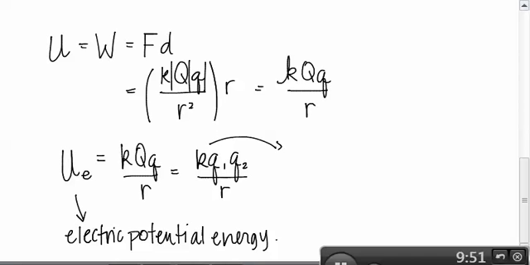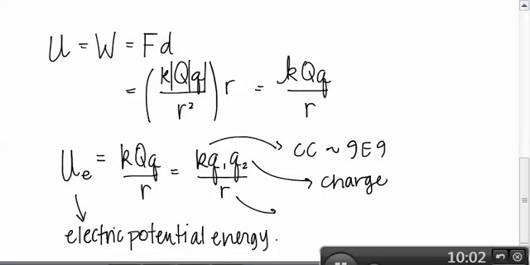K is our Coulomb's constant, which is about 9 times 10 to the 9. Q's are our two charges. r is the distance between them. Charge will be measured in coulombs. Distance is measured in meters. And what is potential energy measured in? Joules. Very good.